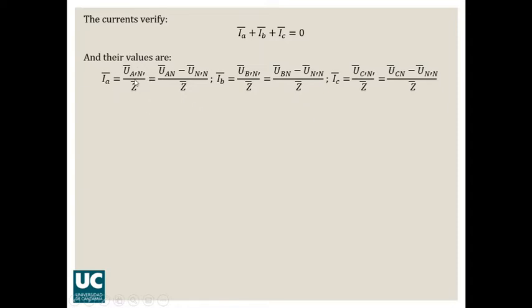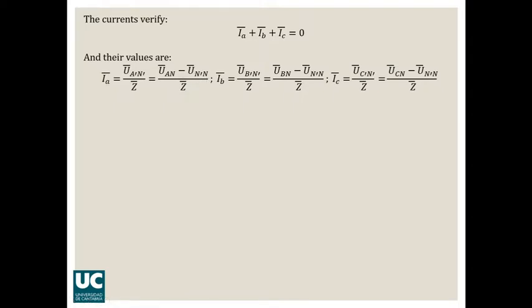Here in this expression, we have applied Ohm's law to the first load. So we have the difference in potential between the two sides of that load divided by its impedance. This difference in potential is going to be the same as the difference between UAN minus UN'N.